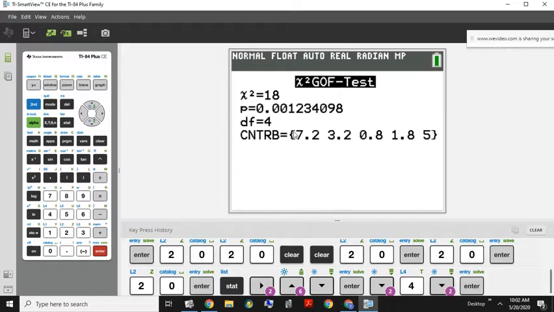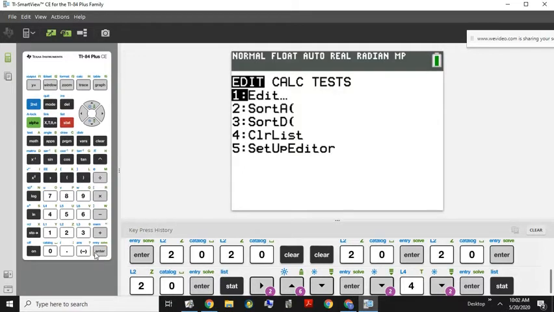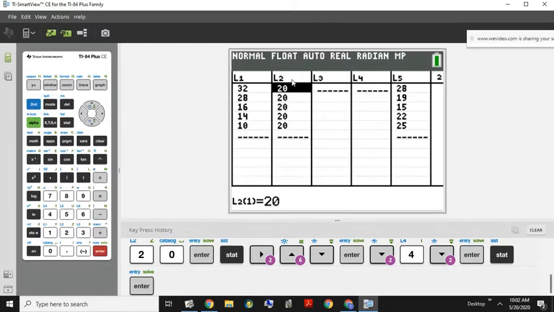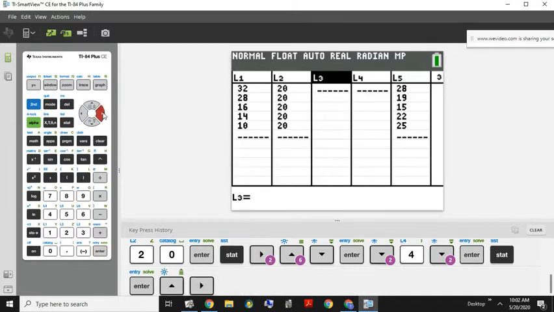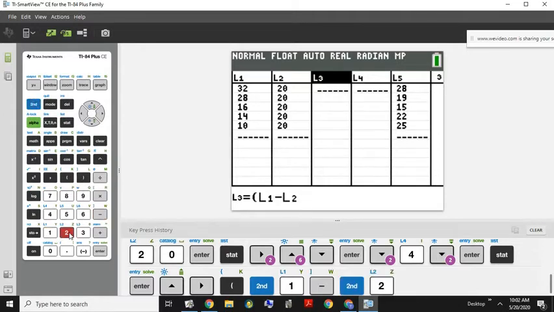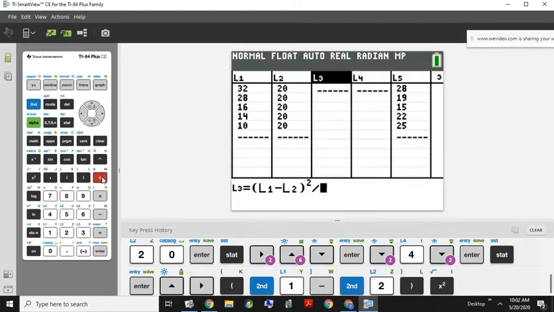All right, 83 people. You have to go to Stat, Edit, into your calculator, and you're going to have to do the formula, the O minus E squared divided by E, in your list. So you're going to go parenthesis, O is list 1 minus E is list 2, parenthesis, squared, divided by list 2.